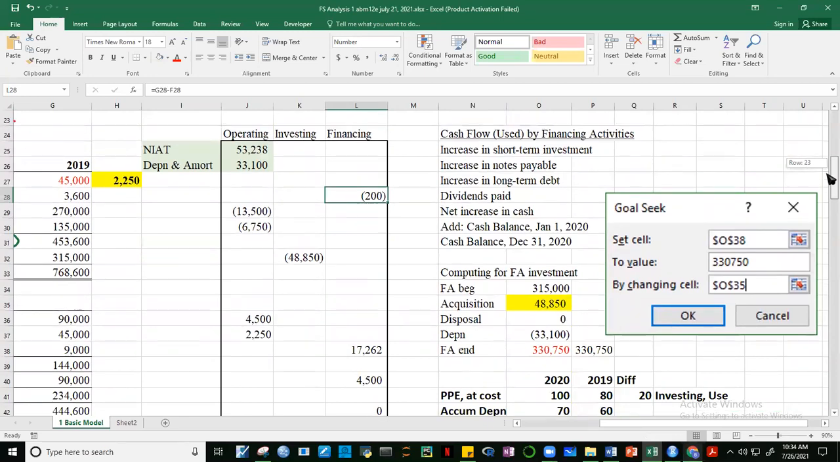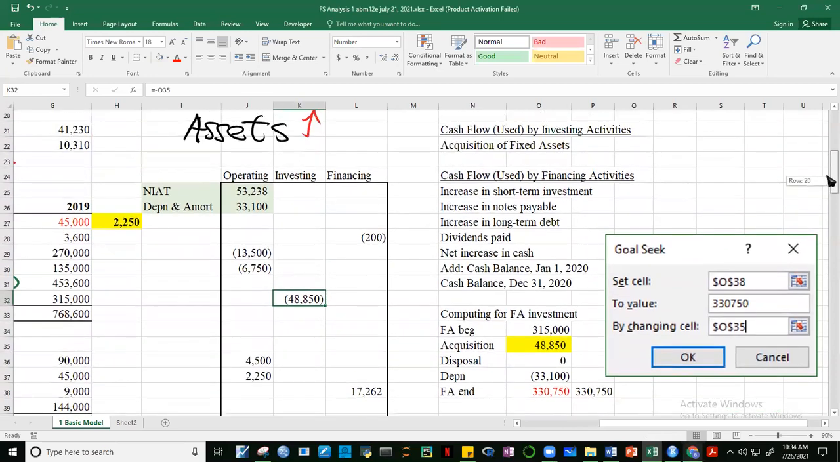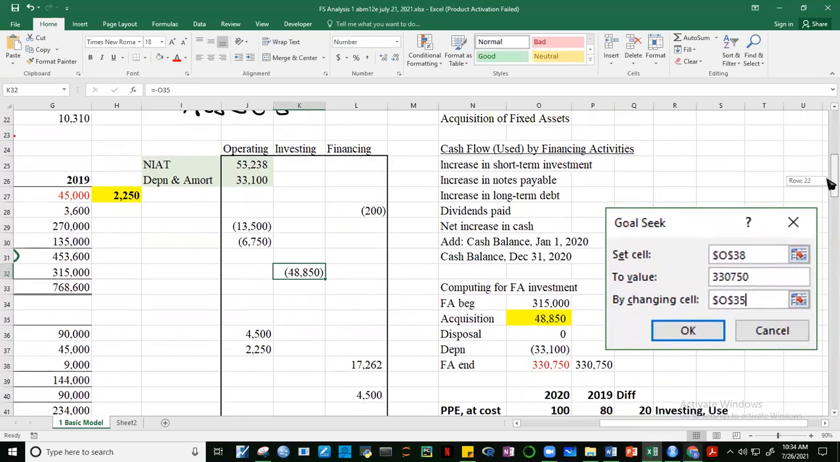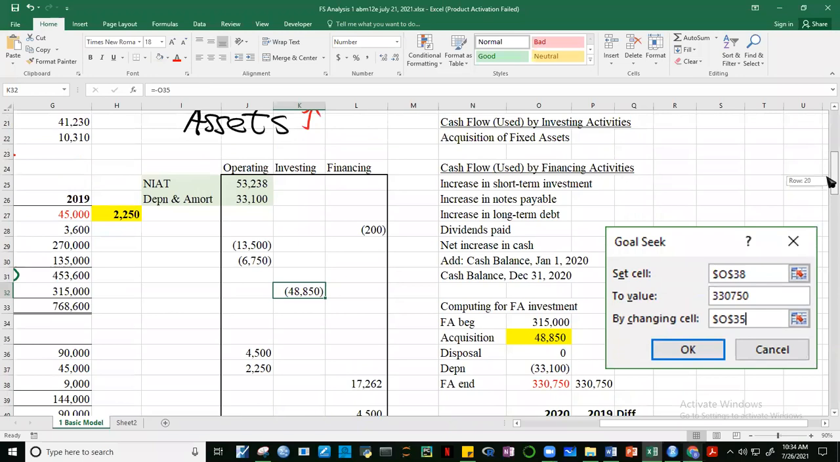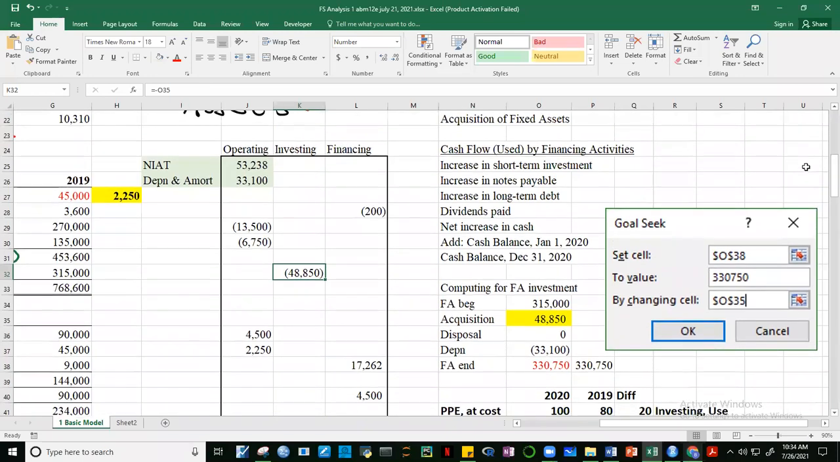Okay. Nga pala, guys, kunyari, merong binenta yung assets. Saan pupunta yung cash flow nun? Saan siya pupunta? Operating, investing, financing. Sale of assets, saan siya pupunta? Investing, no? Pero yung gain in the sale of asset, dun siya pupunta sa operating.